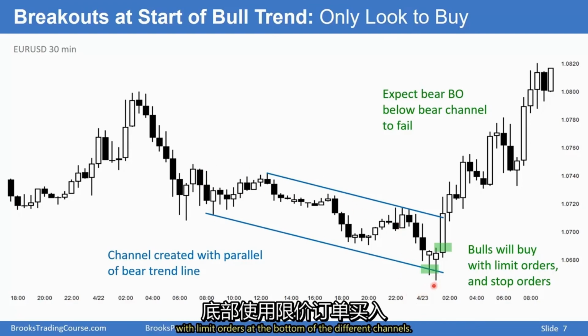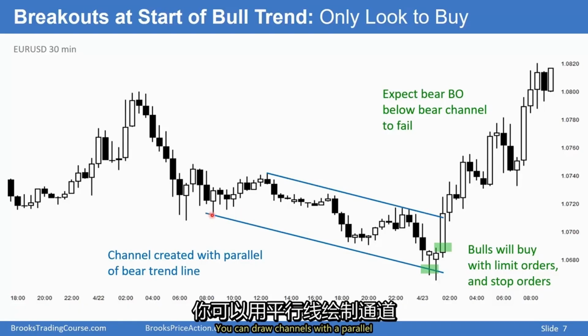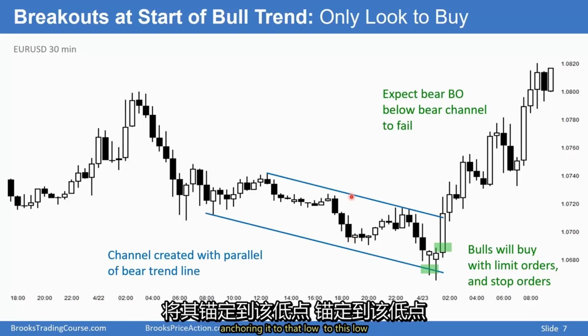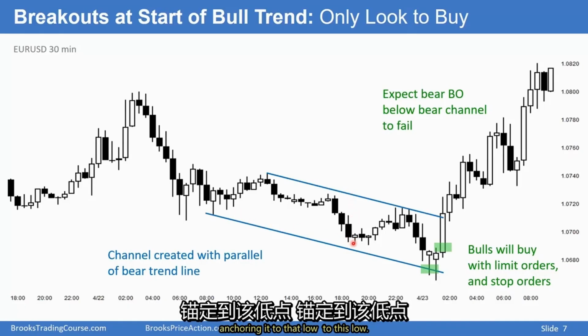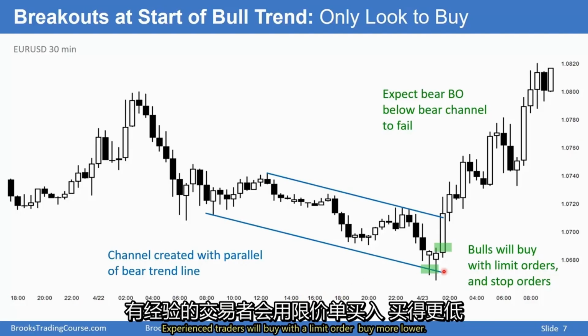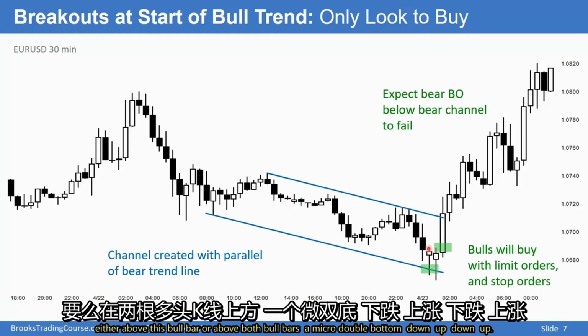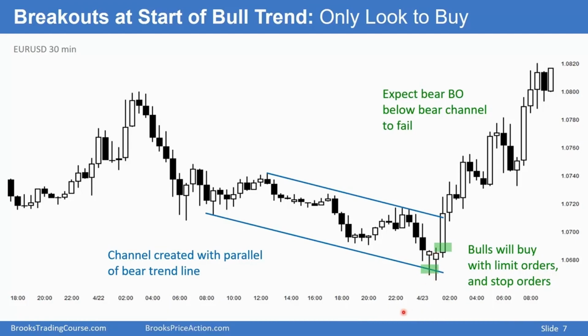Instead, traders should be looking to buy with limit orders at the bottom of the different channels. As I said, you can draw channels connecting these lows. You can draw channels with a parallel, anchoring it to that low, to this low. Traders will look at any of those lines and look to buy with a limit order. Experienced traders will buy with a limit order, buy more lower. Most traders should only be entering with stops, either above this bull bar or above both bull bars. A micro double bottom. Down, up, down, up.